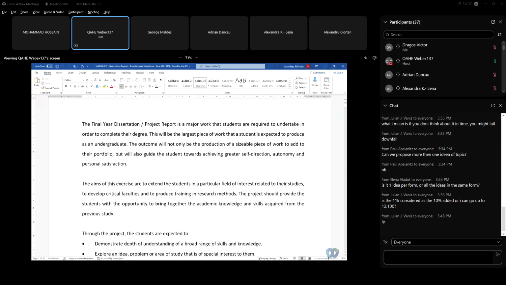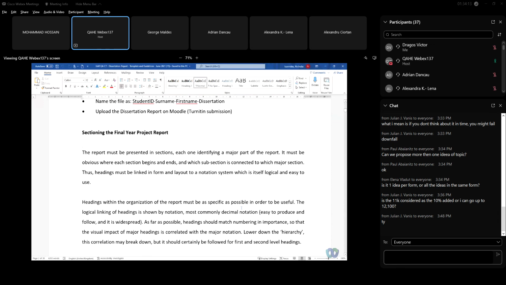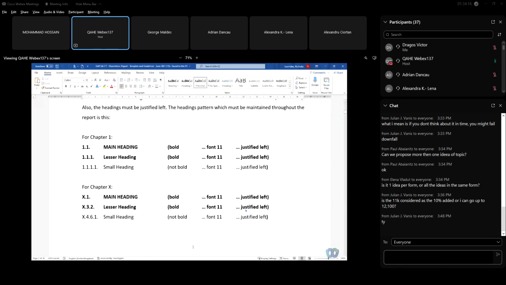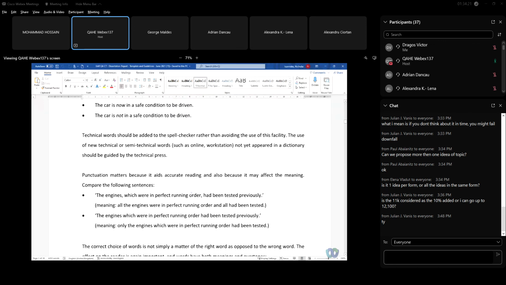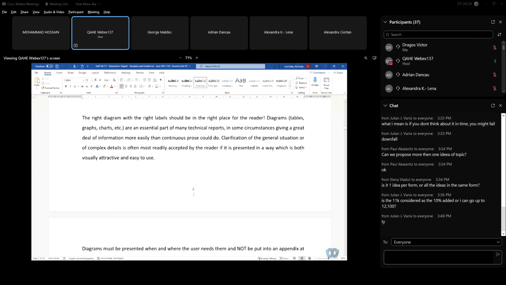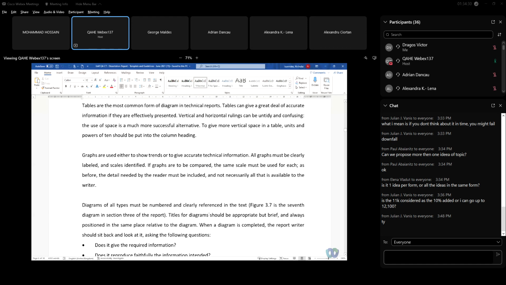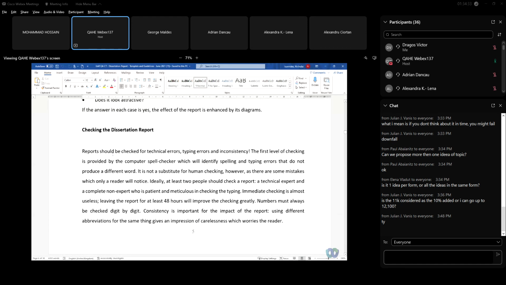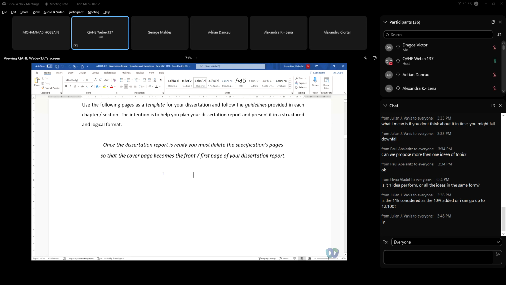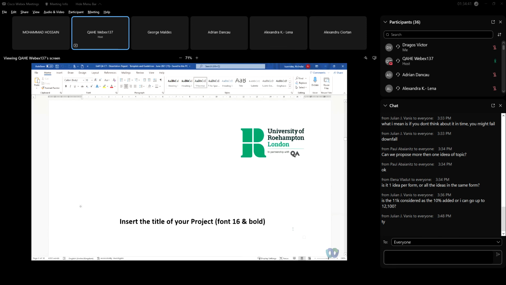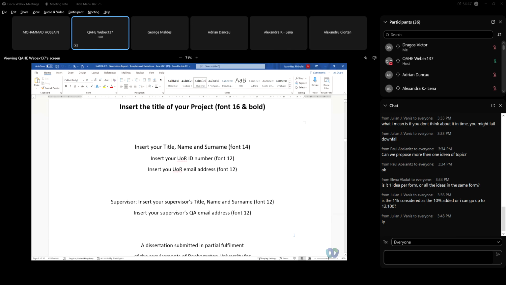Some introduction, what is the final year project, a bit on specifications, then how you can go about sectioning it, how you can write a good dissertation, some hints, then a bit of bad English, how to illustrate it, how to use diagrams, tables, images, and how to put the caption there, checking it if it looks okay, right? And then finally, if you remove these 6 pages, you come to this point here, which is the front page of your dissertation, right? Similar to the one for the proposal.